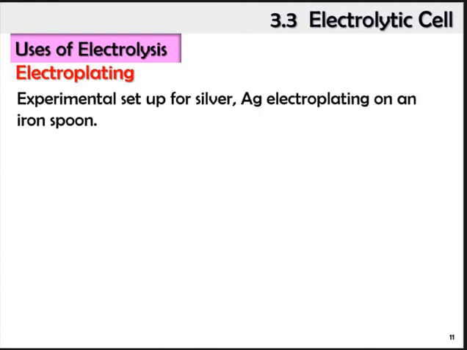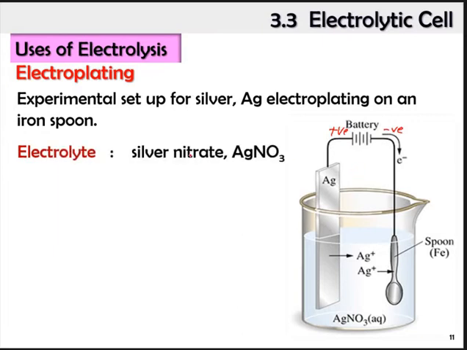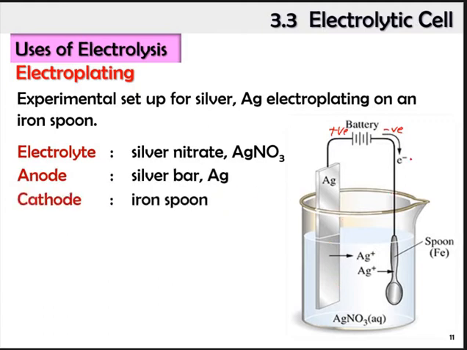Okay, so this is experimental setup for silver. Kita tengok dekat sini, spoon ni adalah iron sahaja, tapi kita ada silver metal di sini. Dia kat sini adalah positif kan. Elektron akan pergi ke negatif, iaitu pada cathode. So tengok apa yang berlaku. Electrolyte ni adalah silver nitrate. Anode adalah silver bar, and then cathode adalah iron spoon.